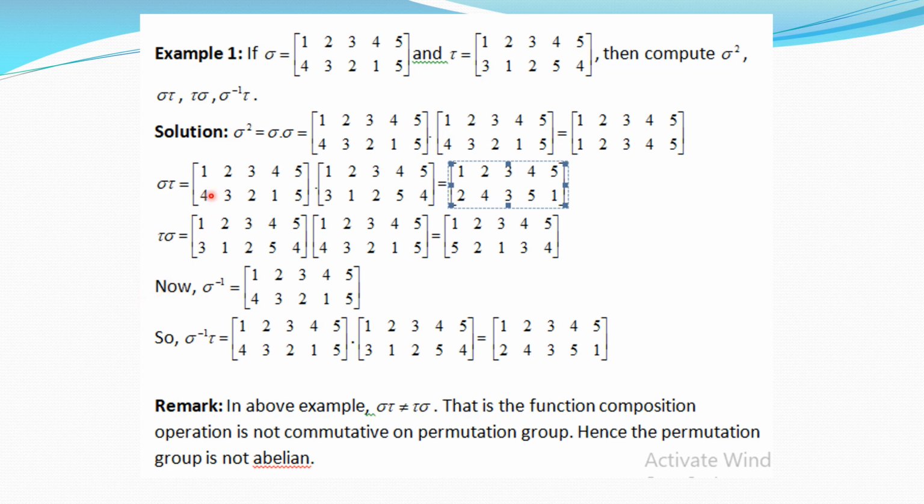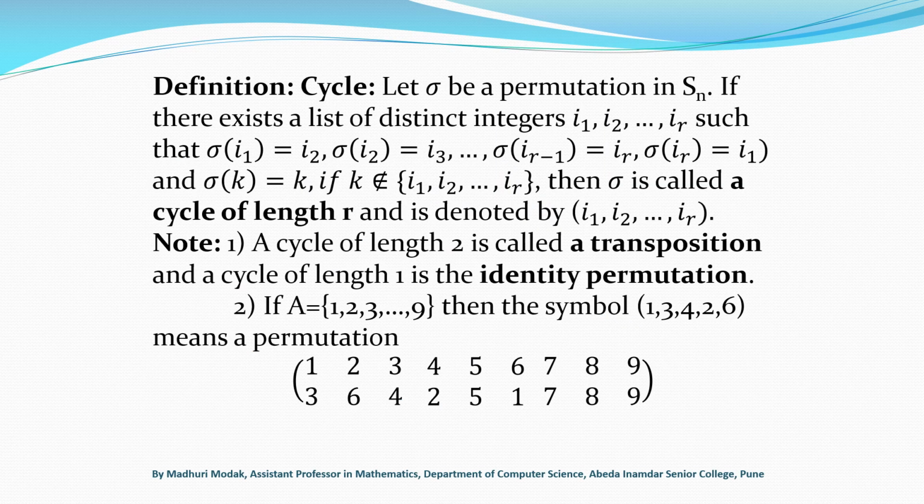Now what is sigma inverse of 2? 2 is an image of 3. So sigma inverse 2 is 3. Same way we get the remaining elements. So once you calculate sigma inverse, you can find sigma inverse tau in the same way of composition. Now in above example, see, this is sigma tau and this is tau sigma. They are not equal. That's why the permutation group is not abelian for n greater than or equal to 3.